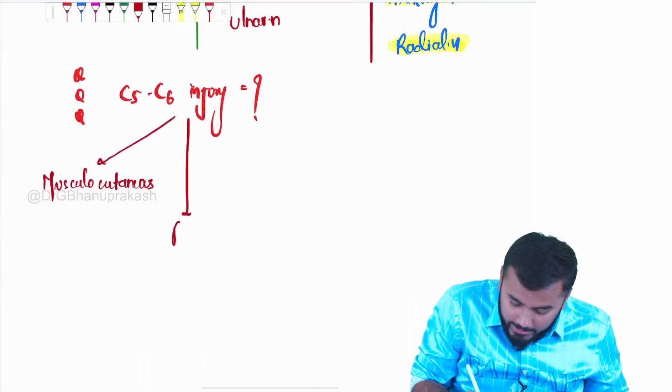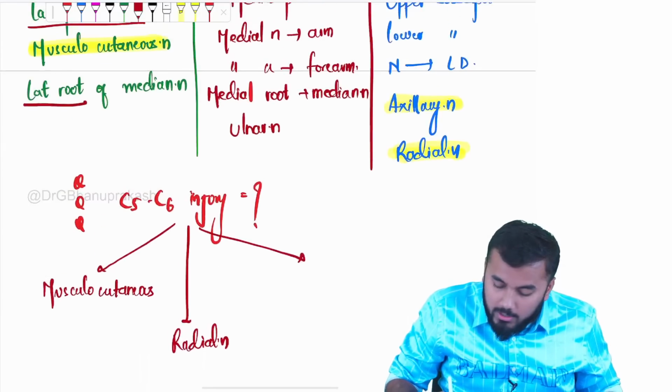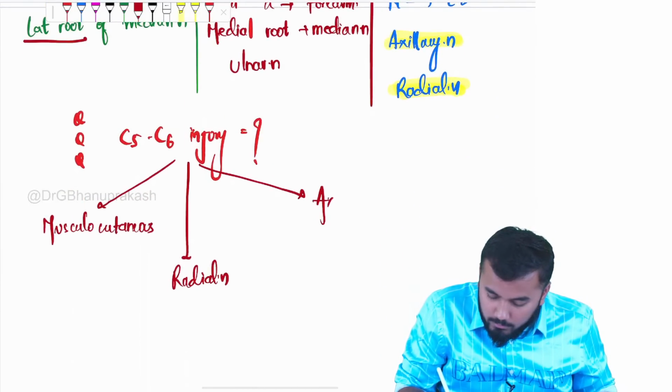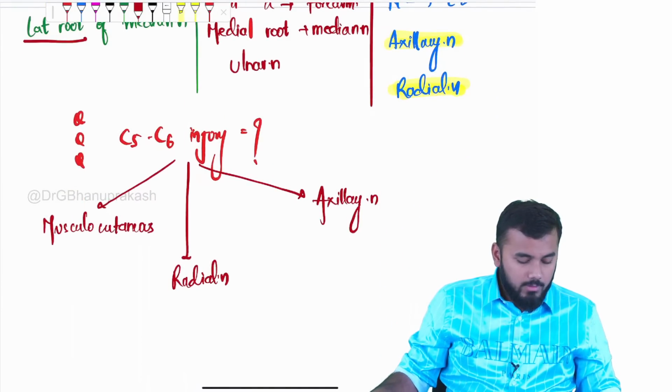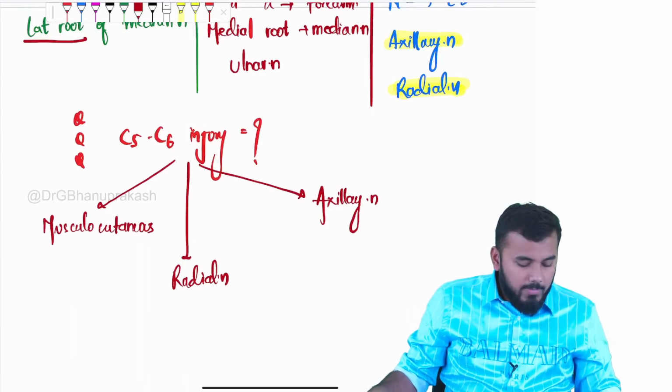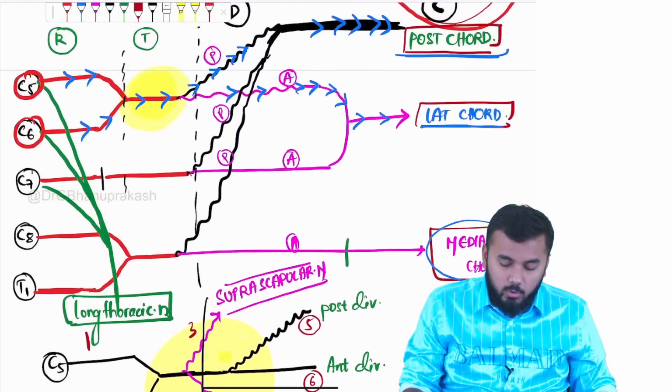Next we have the radial nerve. Next we have what? Axillary nerve. Okay. No, Vinith Macharla, long thoracic nerve is not affected. That's what I told you.